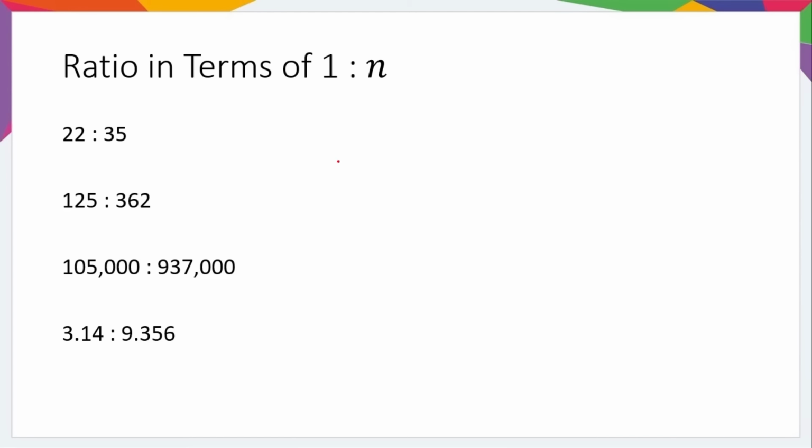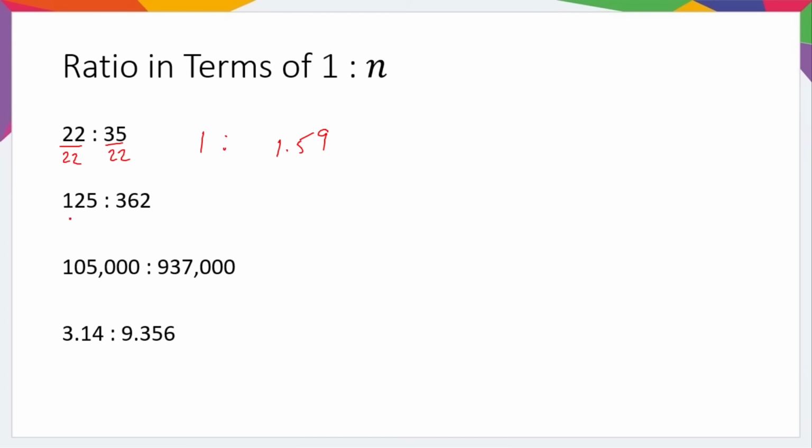You may be asked to write a ratio in terms of 1 to n, where n is a number that you need to work out. Now here 1 is on the left hand side, so what we're going to do is divide both numbers in the ratio by the number on the left hand side, because 22 divided by 22 will give me the 1 that we're after. So for an equivalent ratio we need to divide the 35 by the 22 as well, and that is 1.59 to 2 decimal places. Again, don't worry about how many decimal places, the test will tell you what they want.